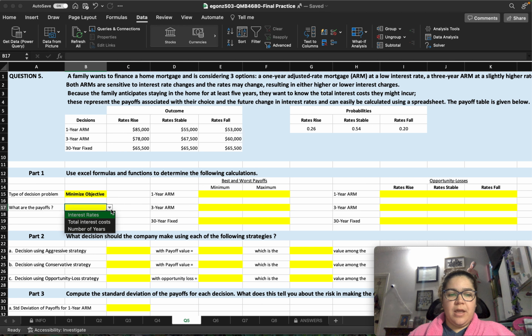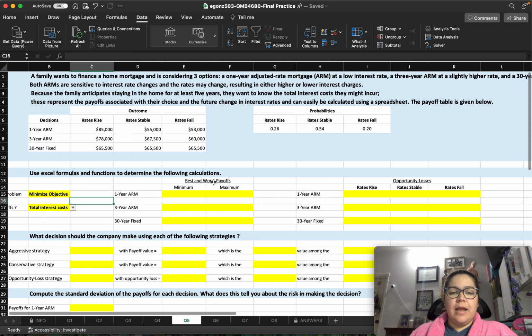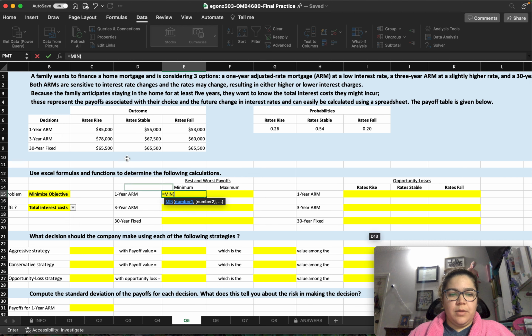So what are the payoffs? So the payoffs are going to be interest rates? No. Total interest cost? Yeah, sounds more likely. Number of years? No. So we want to minimize the objective of paying total interest cost. So we want to pay the lowest interest. Now, based on the word payoffs, this is pretty straightforward. We're going to choose the minimum amount of the 1 year, the maximum amount of the 1 year, and then same thing for the other. So I'm just going to go straight into these.